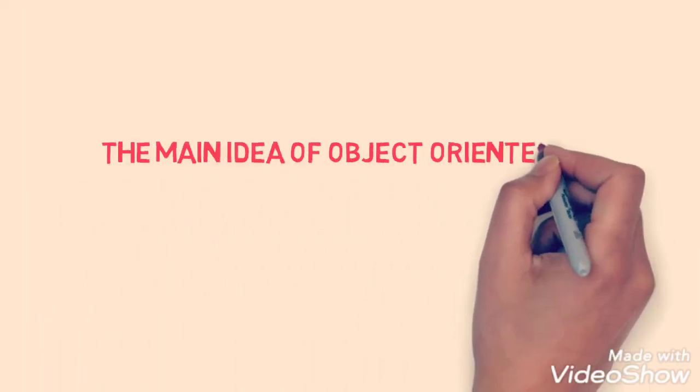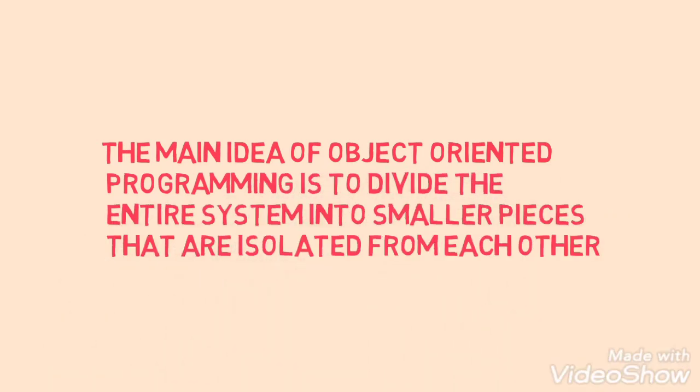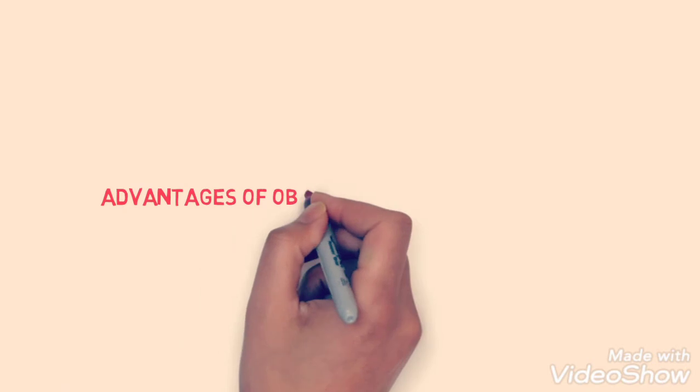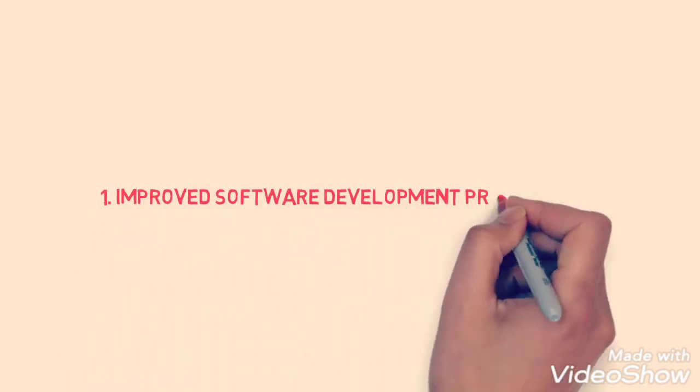Alright, we said earlier that the main idea of object-oriented programming is to divide the entire system into smaller pieces that are isolated from each other. Alright, let's look at some of the advantages of object-oriented programming. Now, one is improved software development productivity.